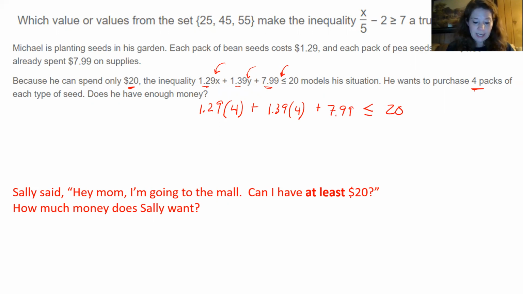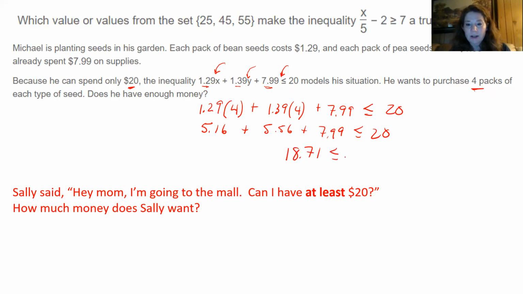So $1.29 times 4 is $5.16. So I have $5.16 plus $1.39 times 4 is $5.56. $5.56 plus he's already spent $7.99. We want to make sure this is a true statement. So $5.56 plus $7.99 plus $5.16 is $18.71. If you have $20, can you literally spend $18.71?